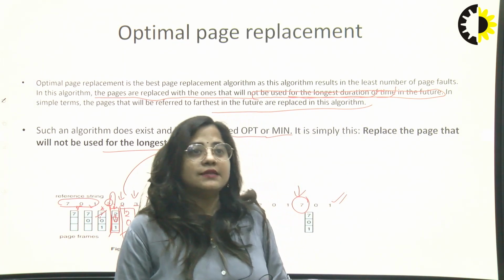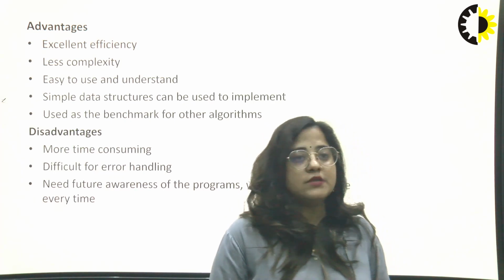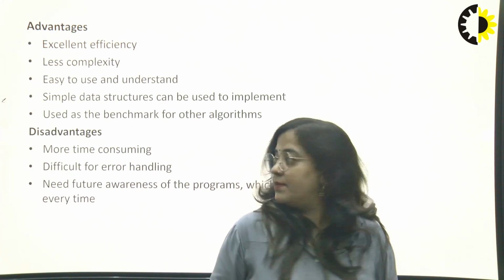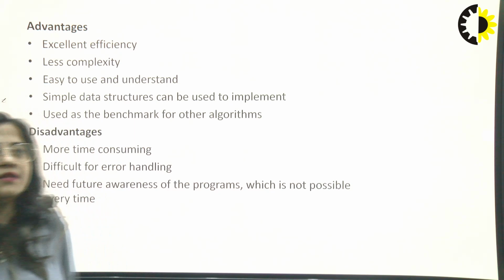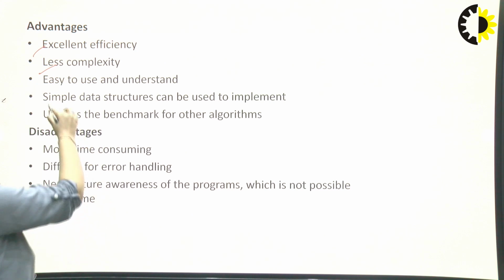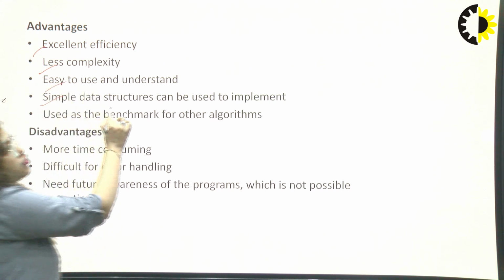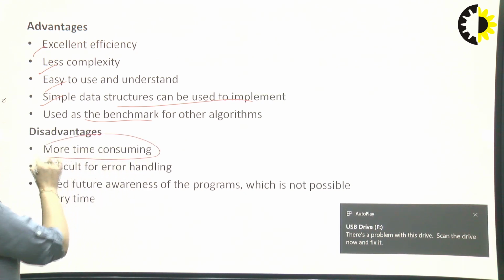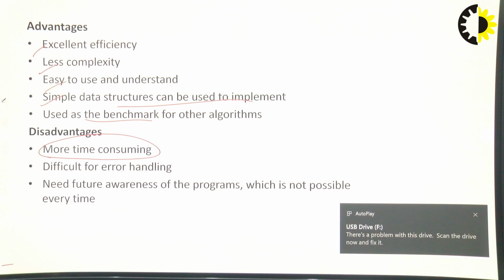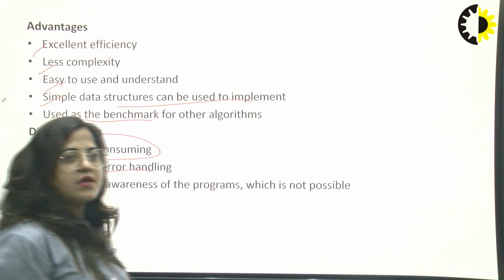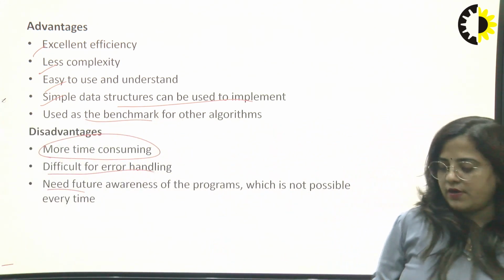Now comes the third page replacement algorithm. But before we start it, I will tell you some advantages and disadvantages of optimal page replacement. The advantages are excellent efficiency, less complexity, easy to understand, a simple data structure that can be implemented, and it is used to benchmark other algorithms. The disadvantages are that it is more time consuming because we check the future, it is difficult for error handling, and it needs future awareness of the program, which is not always possible.